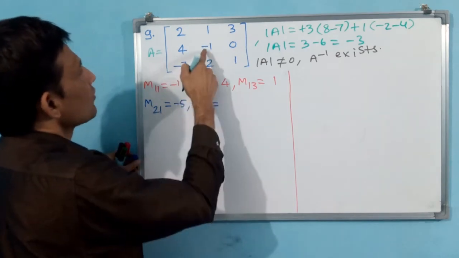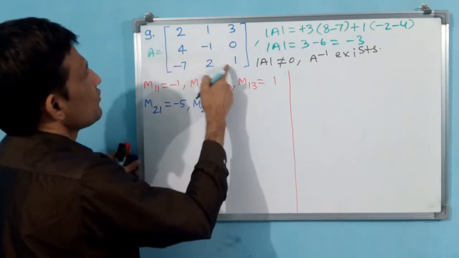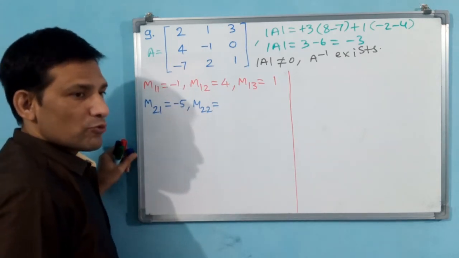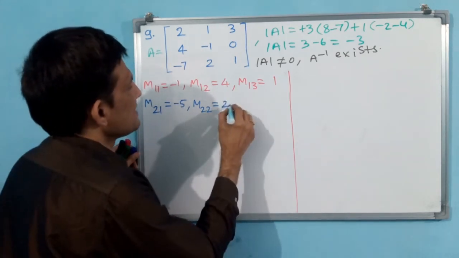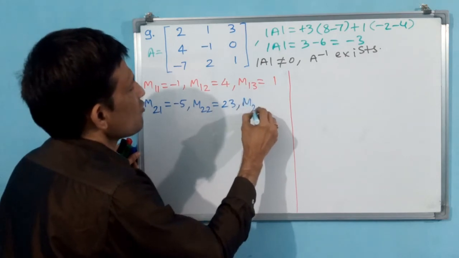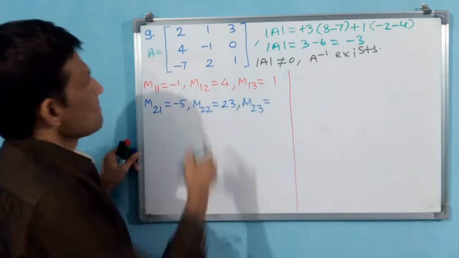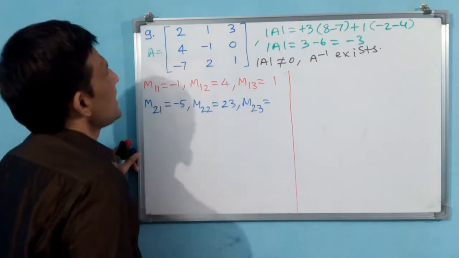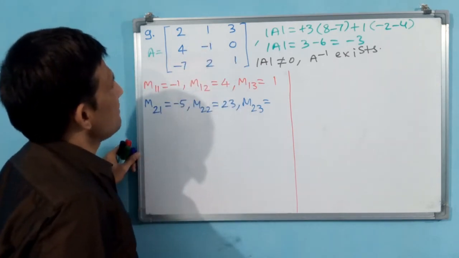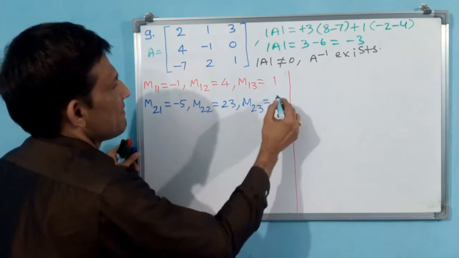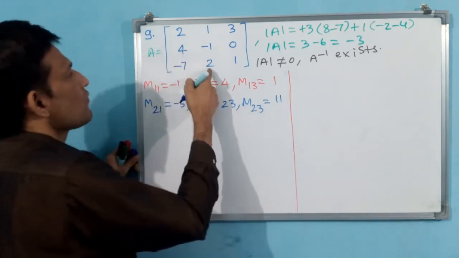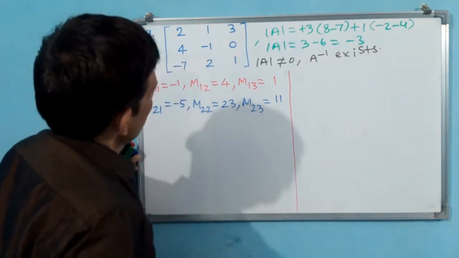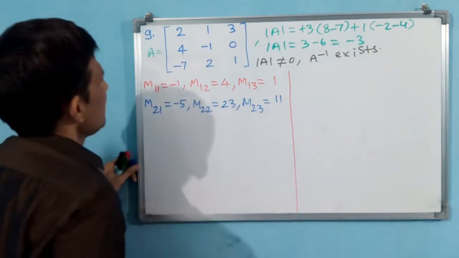M22. You are closing minus 1. 2 minus 21. Minus of minus 21 plus 21. 2 plus 21. 23. M23. 0 you are closing. If you close 0, 4 plus 7. 4 plus 7, 11. Is it correct? You see, 2 into 2, 4. Minus of minus 7. Plus 7. 4 plus 7, 11. Okay, 11 has come.